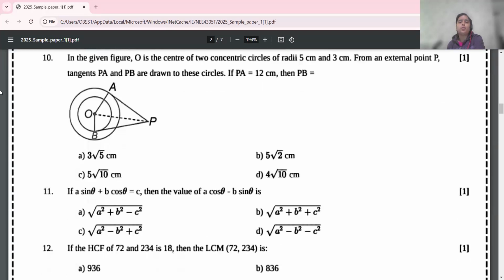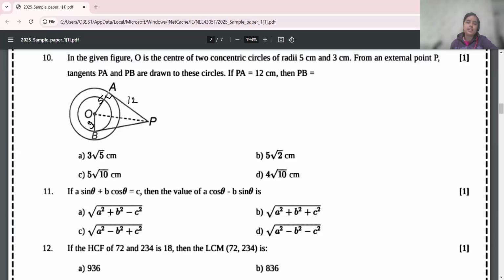We are given two concentric circles with radii 5 centimeter and 3 centimeter. So just marking it here, 5 and 3. From an external point, PA and PB are drawn, which basically means these are two tangents. PA is 12 centimeter and we have to find PB.